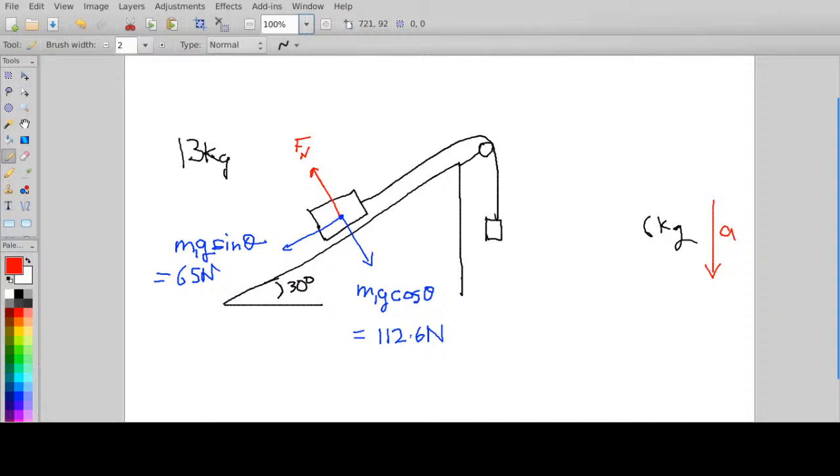Okay. Good so far? And what other forces are there? Well, there's a frictional force and there's tension, just like there was before. The tension, let's do that one next because I think that one's kind of obvious. Tension's uphill like this, Ft.